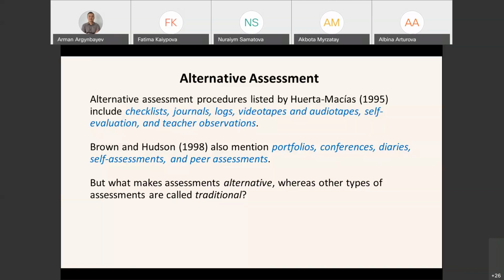And now let's answer the question, guys. What makes assessments alternative? What's the difference between alternative and traditional assessments? You can write in the chat box. What's the difference between alternative and traditional? Please don't Google. Tell your own opinion.